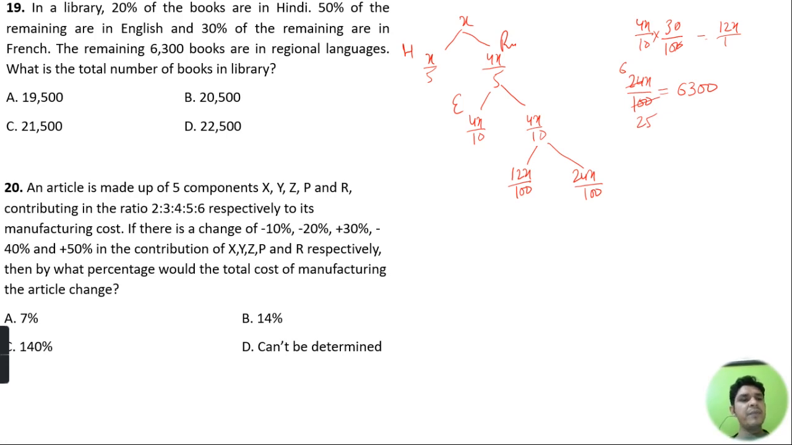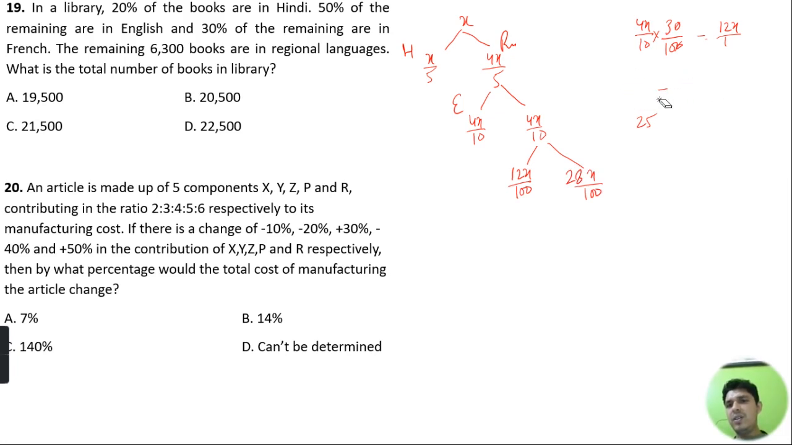Let me try once again. In a library 20% of books are in Hindi, so what is the remaining? 4x divided by 5, correct. 50% of the remaining are in English, that means 4x divided by 5, and the remaining that we are getting... okay, 30% of the remaining are in French. 30% of the remaining will be 12x divided by 5, and thereafter this should be 70% of the remaining. So 70% if we check, this should be 28.